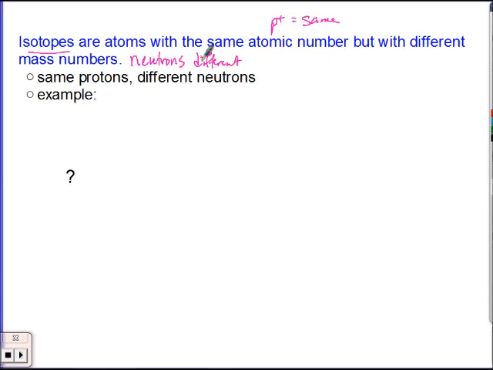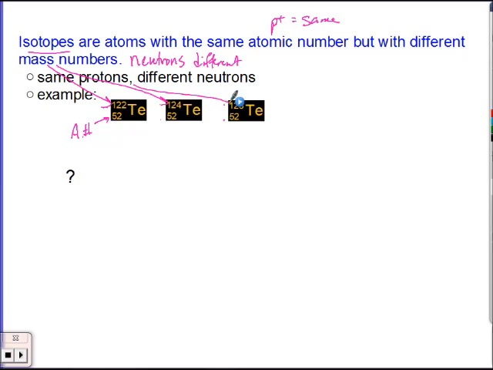So what does that look like when we have an isotope? When we write out which nuclide we're talking about, we could talk about tellurium as 122 over 52, 124 over 52, or 128 over 52. If you notice, we have the same atomic number, but we have different mass numbers: 122, 124, or 128, depending on how many neutrons it has.